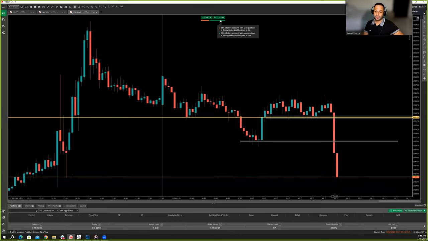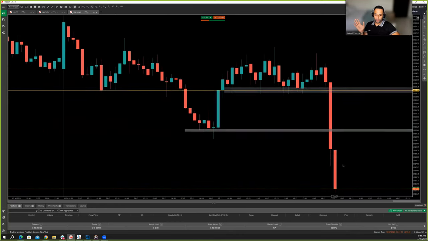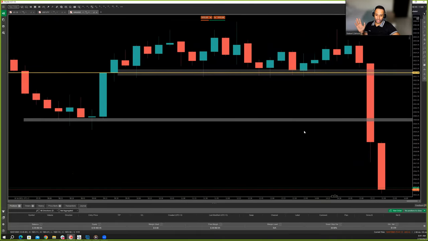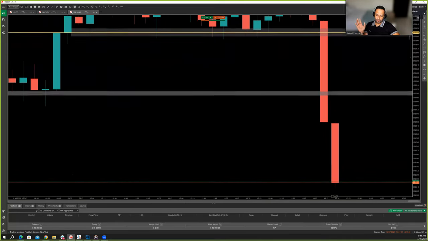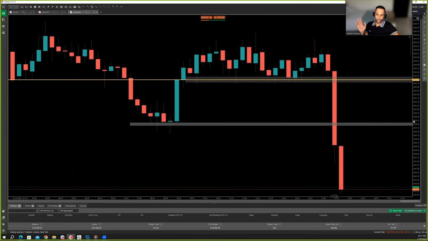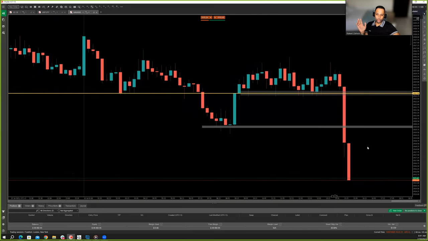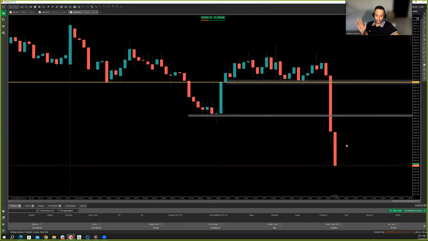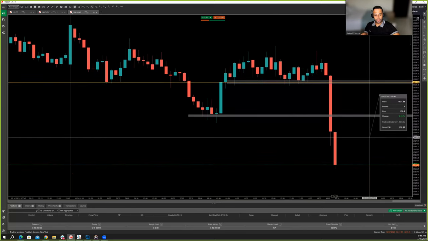If it does create support, then it needs to... See, here's the thing. If you want to take a buy on gold, let us go deeper into the candle over here. If you want to take a buy on gold, you want price to retrace, create resistance, break that resistance, and then take a buy.